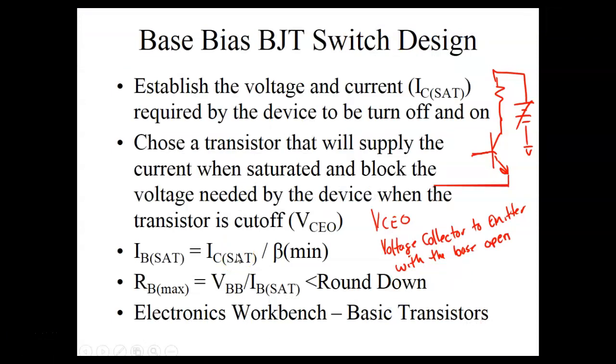RB maximum, the base resistor. This is the maximum resistor we would choose. I take my calculated voltage across RB, which is VBB, the power supply on the base, and then I divide it by my saturated base current, and then I would always round this down. If I round it up, I would be going away from minimum beta. If I round it down, then I would guarantee saturation. And I don't have Electronics Workbench, but we do have that.